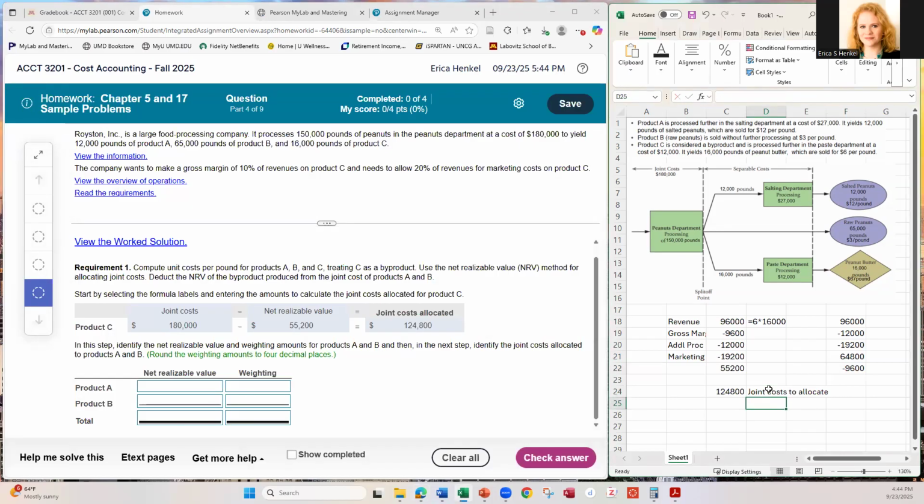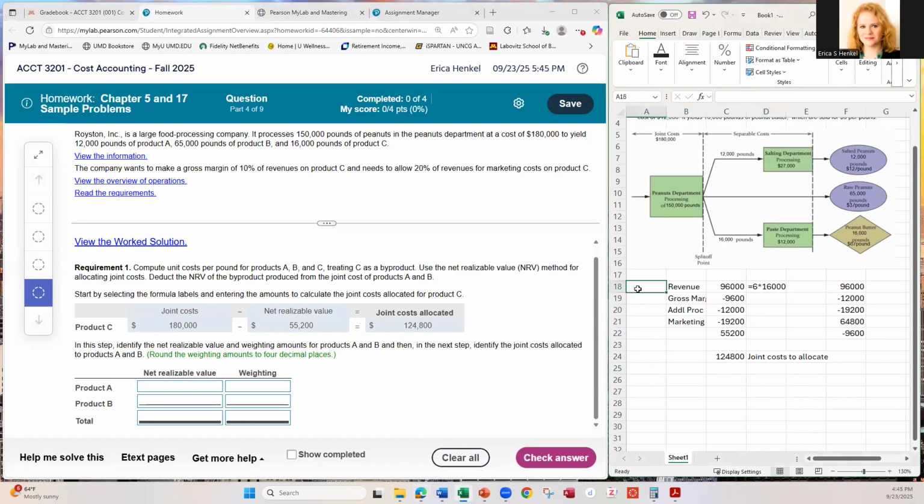Okay, so now they want us to identify the net realizable value for products A and B also, and then identify the joint costs that are allocated to each of those. Now, the total that we're going to allocate to the others is going to be the 124,800 here, okay? So we need to come up with net realizable value. This was product C.